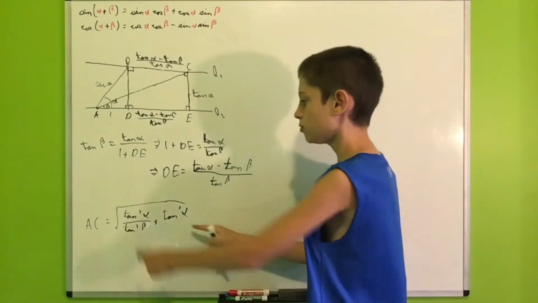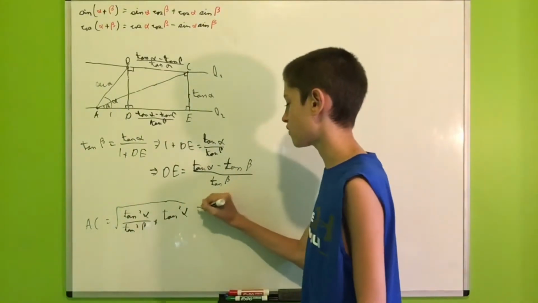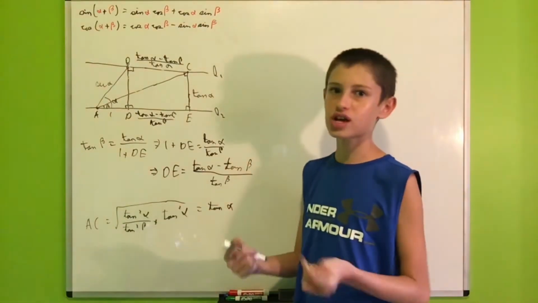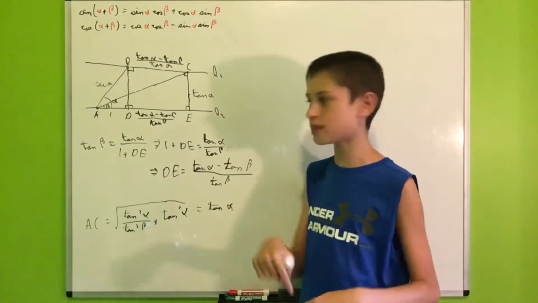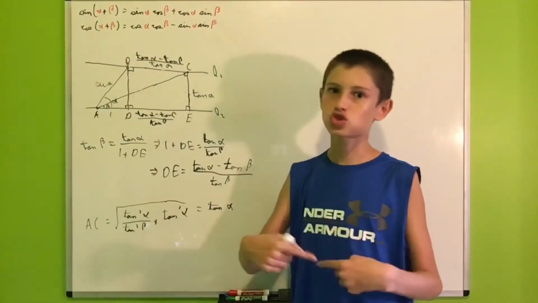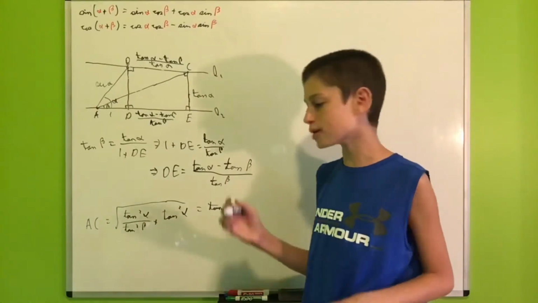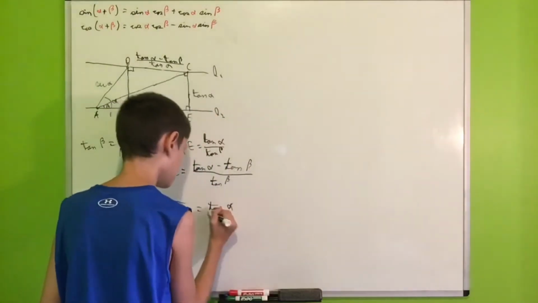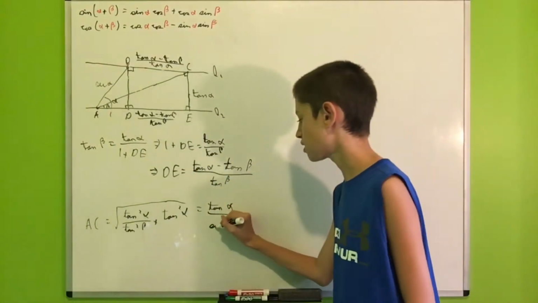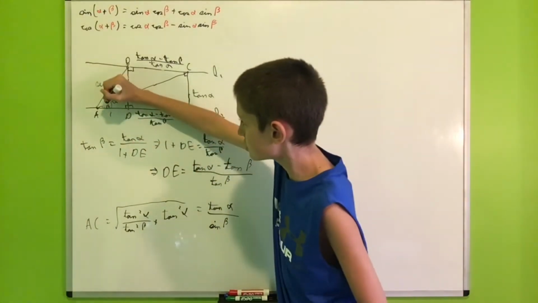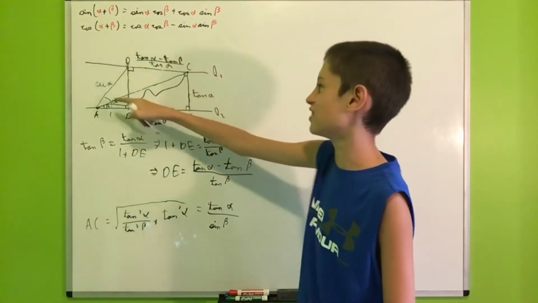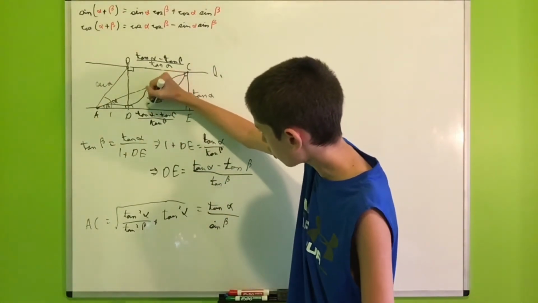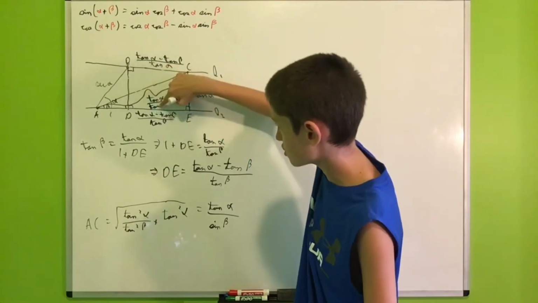Good. And now we will factor out a tangent squared of alpha, so we will be left with tangent of alpha times 1 over the tangent squared of beta, which is simply cotangent squared of beta. And then cotangent squared of beta plus 1 is, by the fundamental identity of trigonometry, cosecant squared of beta, or 1 over the sine of beta. So this will be tangent alpha over the sine of beta, which means AC will have a length of tangent of alpha over the sine of beta.